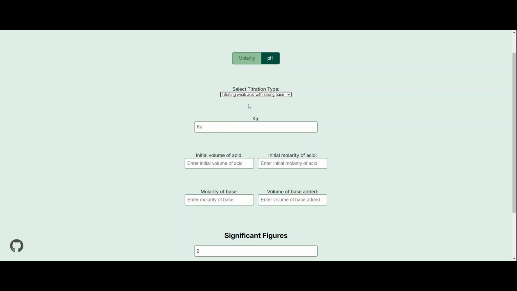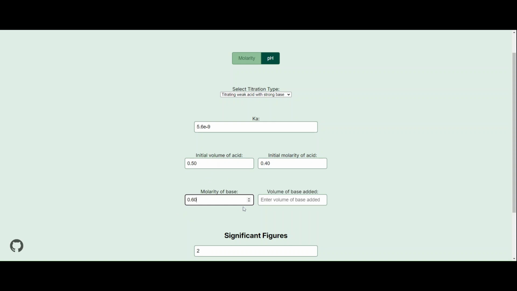Let's take an example with titrating a weak acid. Here, we'll first have to enter our Ka value. This is self-explanatory. Let's just enter a random value, 5.6 times 10 to the power negative 9. Then we'll have to enter our initial volume of our acid and also our initial molarity of our acid. Here, we can enter the initial volume and note that it must be in liters. So let's say 0.50 liters, and also 0.40 molarity of acid. And this will also be assuming that the molarity is in the correct units.